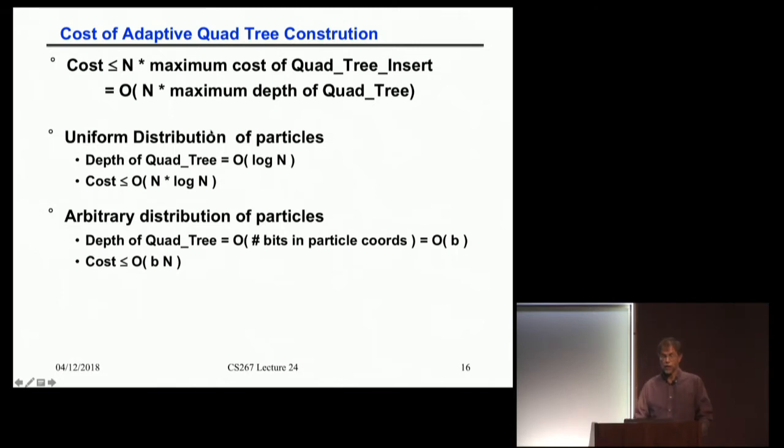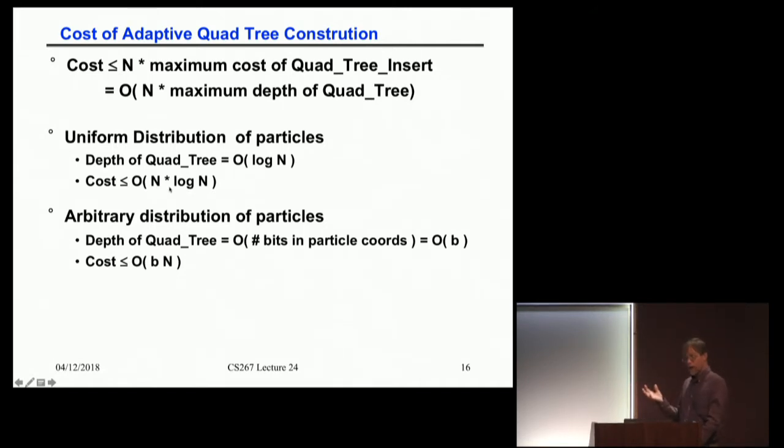Let's suppose the particles are all uniformly distributed, so every box has an equal number of particles. How far down do I have to go until there's just 1 particle per box? Well, at the first level I'll have 4 boxes, then 4 squared boxes, and 4 cubed boxes. So I have to go down log n levels in order to fill everything up. That is going to be the depth of the tree if the particles are uniformly distributed, so the cost will be n log n.